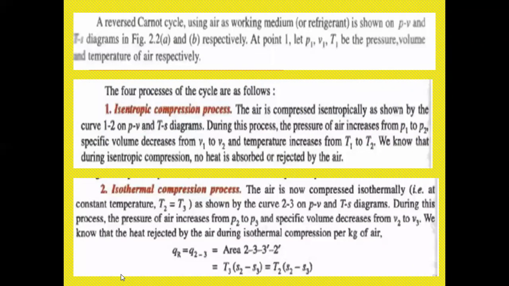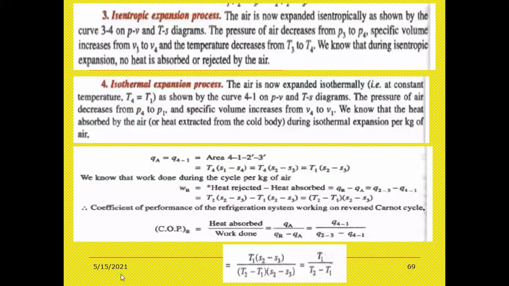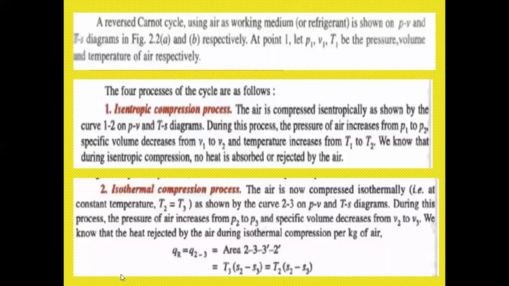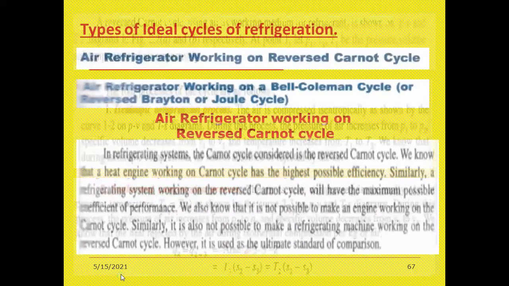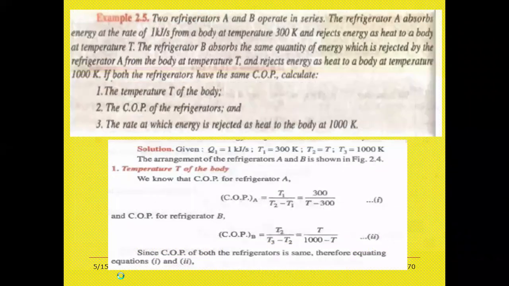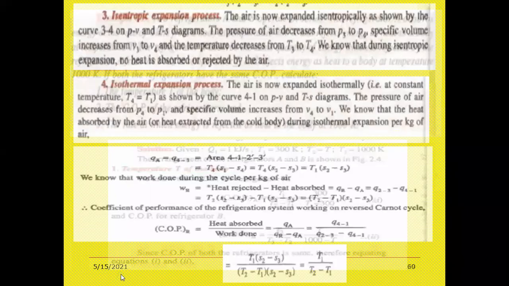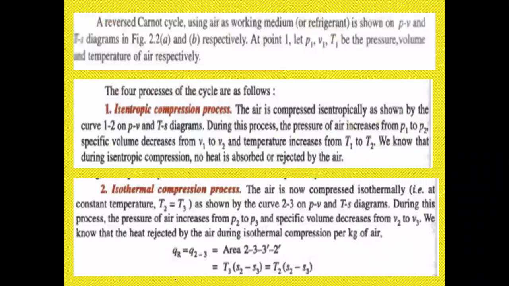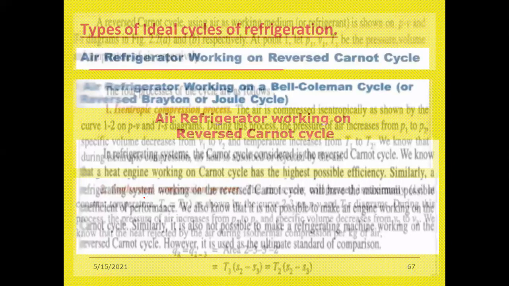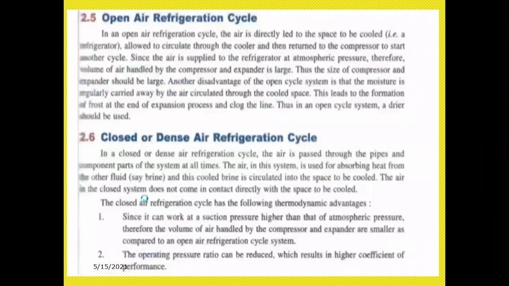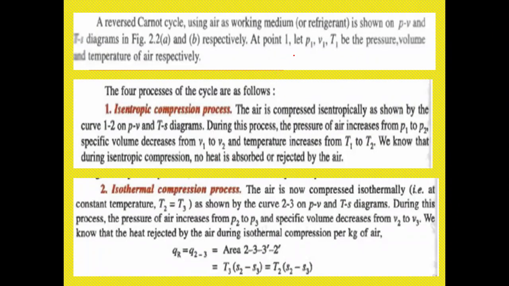See here, the figure shows the PV and TS diagram, what we have mentioned earlier in the refrigeration cycle. We are having a point 1, let P1, V1, T1 be the pressure, volume, and temperature respectively. We are having 4 processes of the cycle to be discussed.